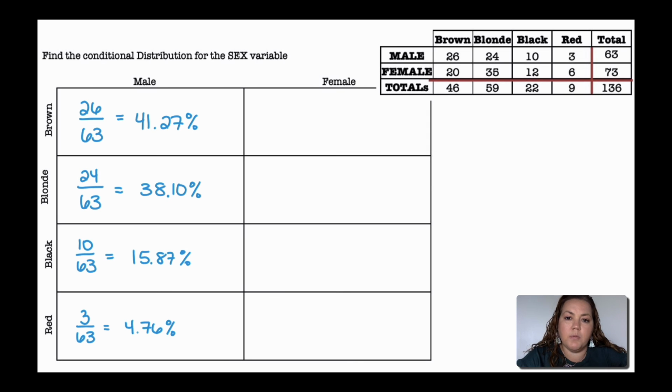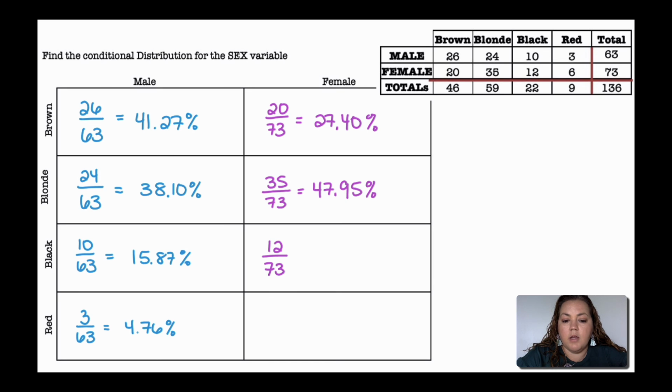So we can see the distribution within the group of males. And then I could do the same thing for females. So brown, 20 out of 73 total females, 35 out of 73, 12 out of 73, and 6 out of 73. So I can see the breakdown there, and you can notice the difference between brunettes in the male group versus female group.